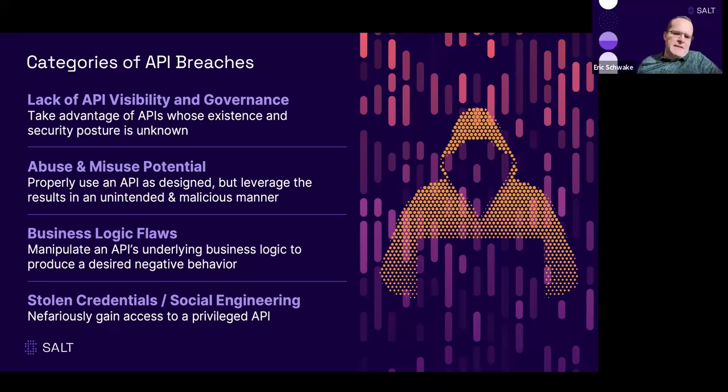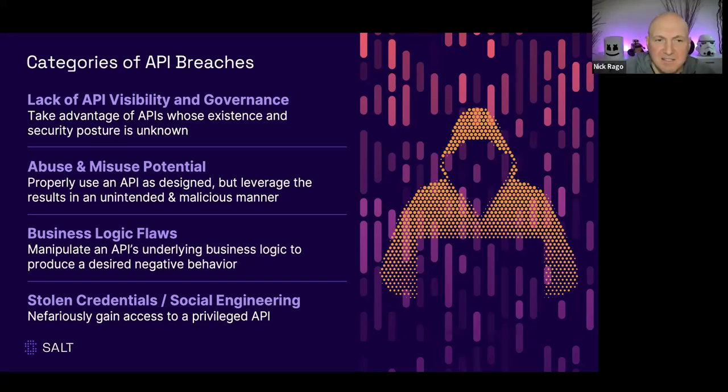And does that tie into business logic flaws a little bit? So it could be a known good API, but they're changing the usage of it to create some kind of negative behavior at the back end. Are those related in a little bit of a way, or are they completely different? How do you see that third one there?